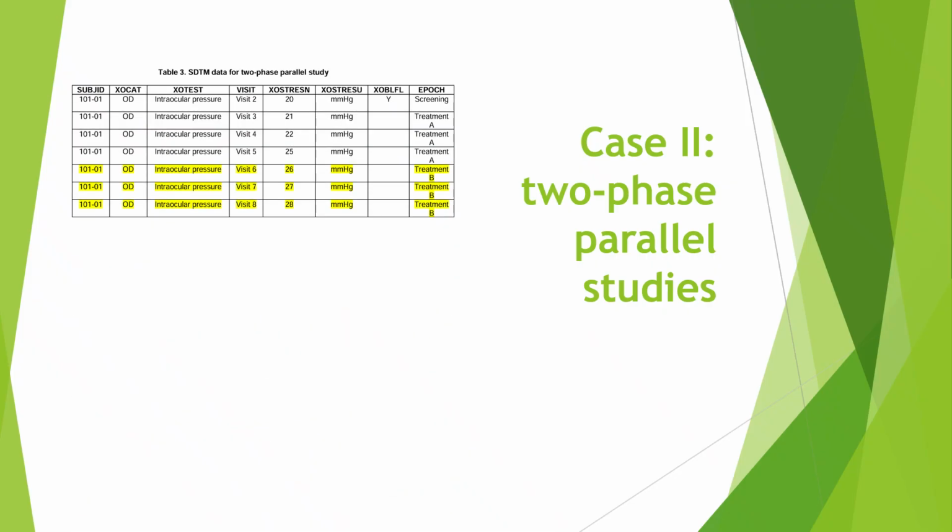Right now, I'm showing you the SDTM dataset of such a scenario. In this case, the implementation of baseline is not straightforward. In this example, as shown in this table, for subject 10101, the intraocular pressure value at visit 2, that is the 20 mmHg result, is the baseline for all records. In the meantime, the intraocular pressure value at visit 5, which is the value of 25 mmHg, is the baseline for all records in the second treatment phase, treatment B, highlighted in yellow in this table. So for records at visits 6, 7 and 8, there are two baseline values, one from visit 2 and one from visit 5. Now the question arises, how do we implement this?